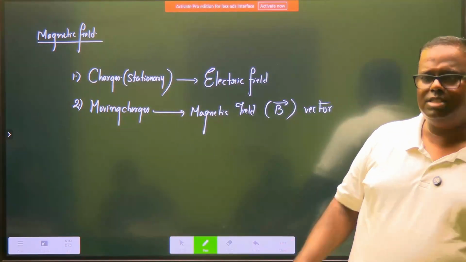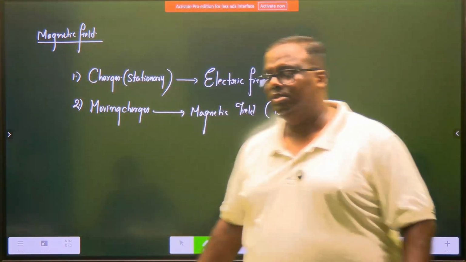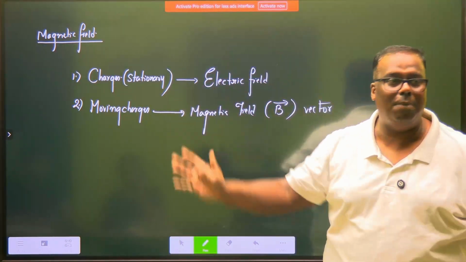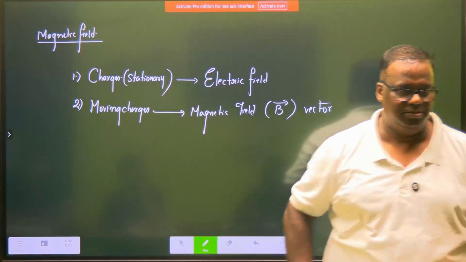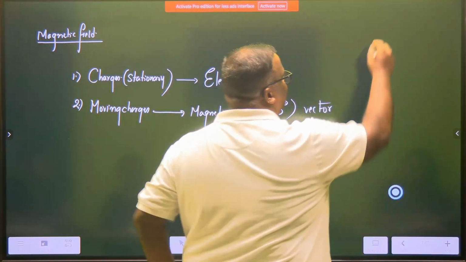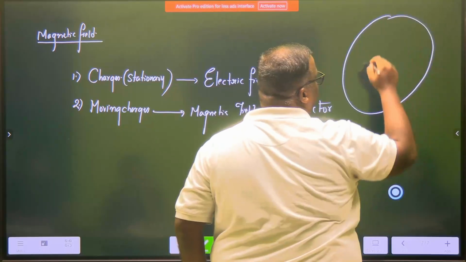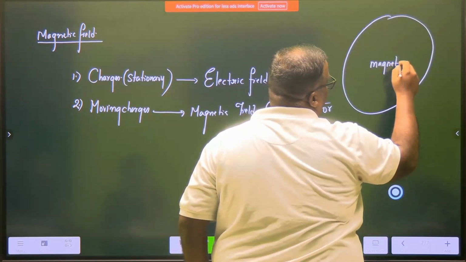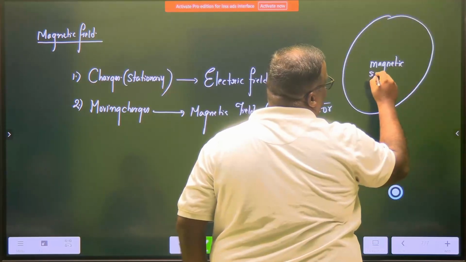Now, a very nice thing I'll say. Okay. Now look at this. This is a magnetic field. So the magnetic field will always surround a magnetic substance. Right? This is a magnetic field. Who can create a magnetic field? A magnet, or rather I'll say a magnetic substance.